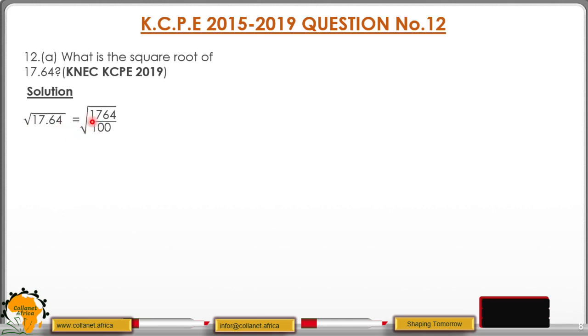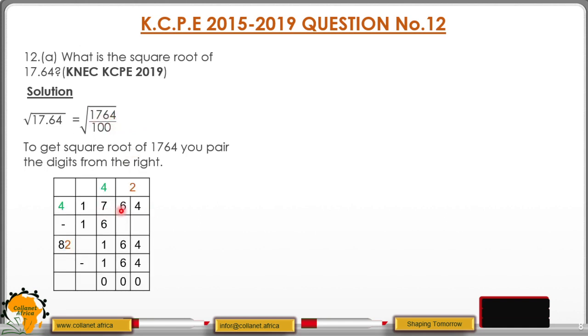Therefore, it is like 1764 divided by 100. The two zeros stand for the two decimal places. Then to get the square root for that, you pair the digits from the right. So you start pairing these digits: 4 and 6, and 7 and 1. Therefore, in this case, you pair them from this point to that point.